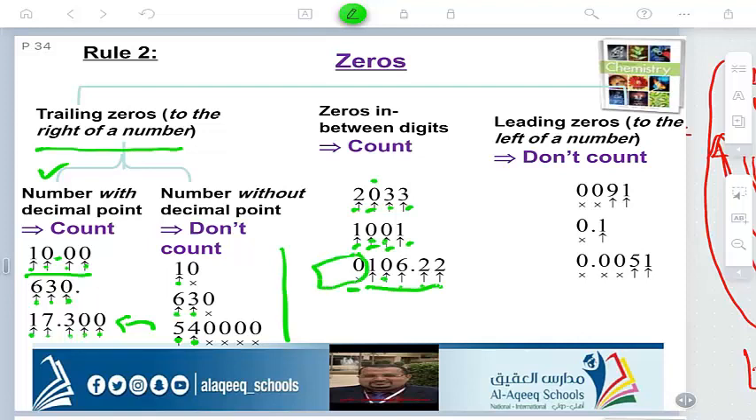But we don't count zeros outside the number on the left-hand side. The third case of zeros: if the 0 is on the left-hand side, with or without a decimal, we don't count them. Look, here two significant figures only. Here one significant figure only, we don't count this, even with a decimal here. Here two significant figures, even though we have a decimal, we don't count these three zeros, so we have two significant figures here.